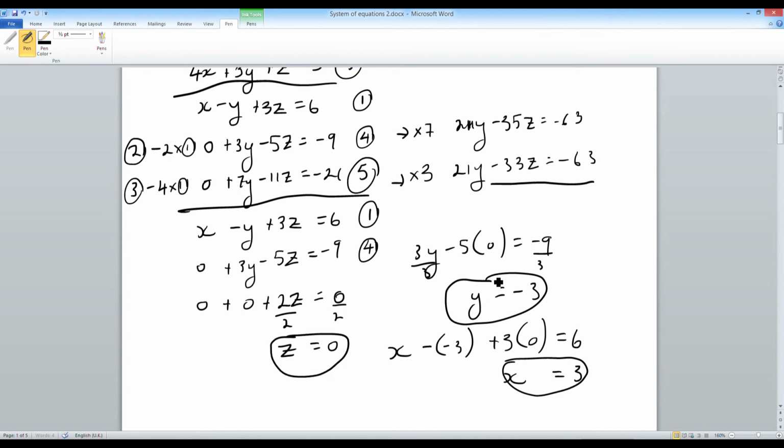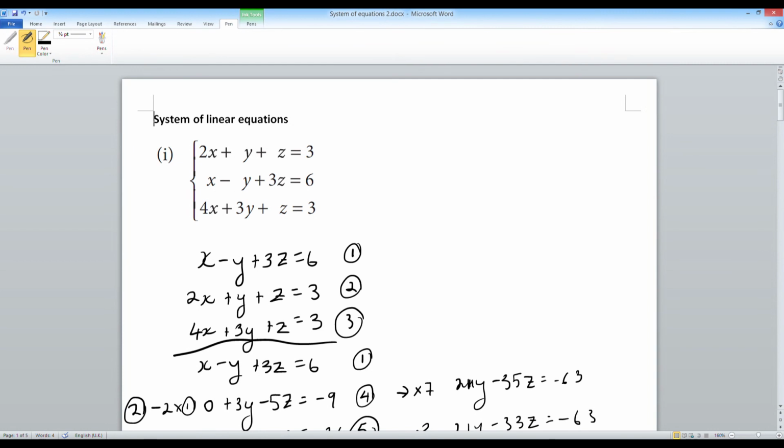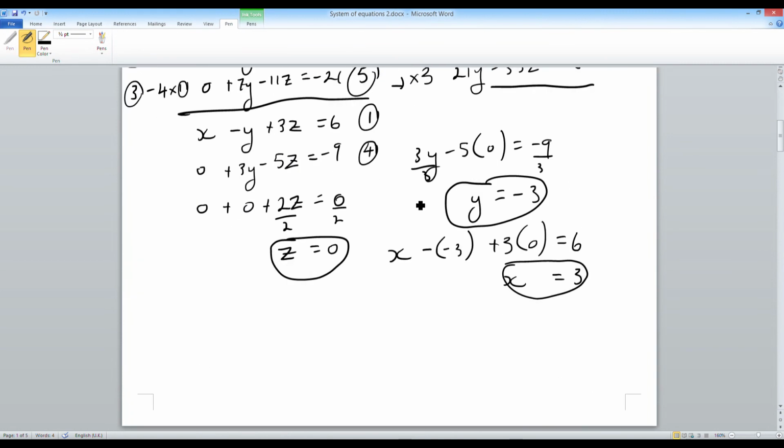Of course, when you find these solutions, you can also always test to see if they are true for all three of my equations. You can go back to your original equations and plug in the values of x, y, and z to see if it holds.